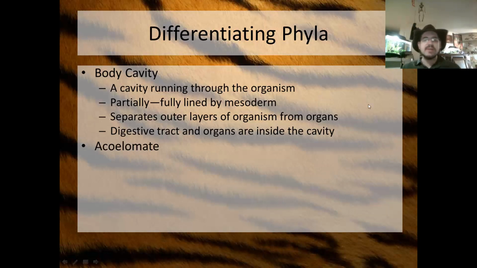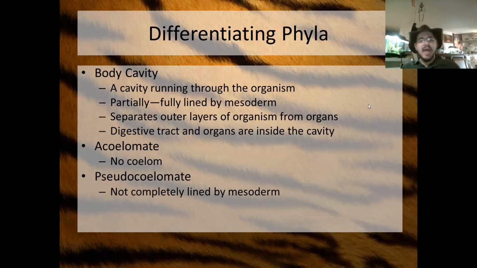There are three different terms to describe whether or not an organism has a body cavity and what kind of body cavity it has. The first term is acoelomate. Acoelomate organisms have no coelom. The coelom is the body cavity, by the way. So I thought I might throw that out there since I'm just suddenly saying coelom. So coelom is body cavity. Acoelomates have no body cavity.